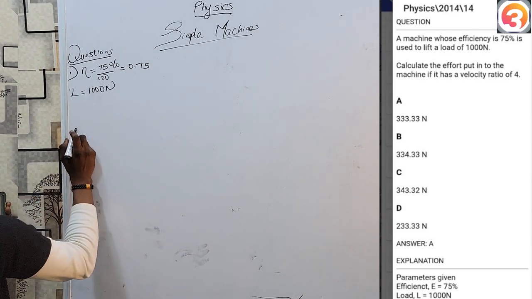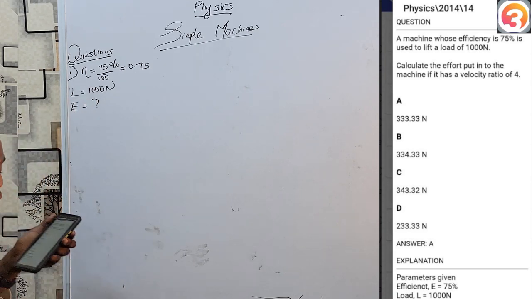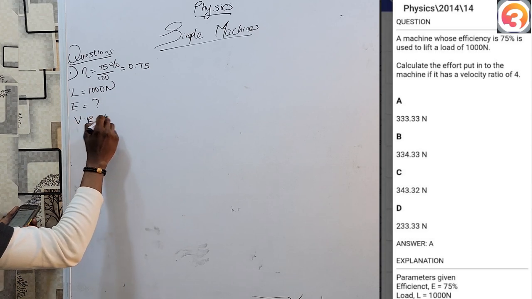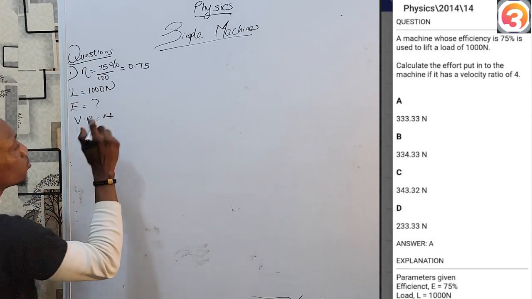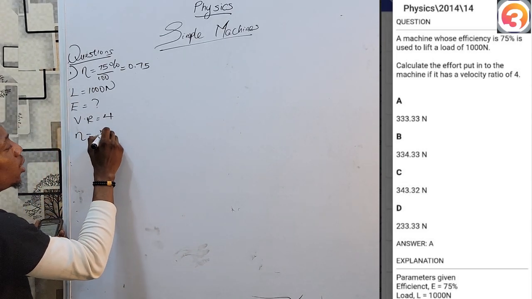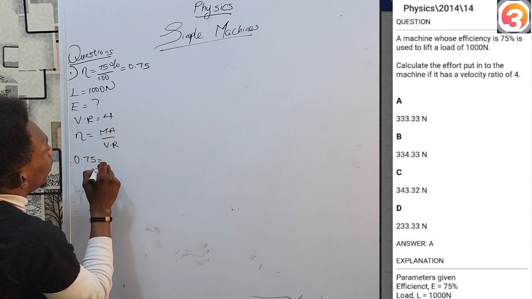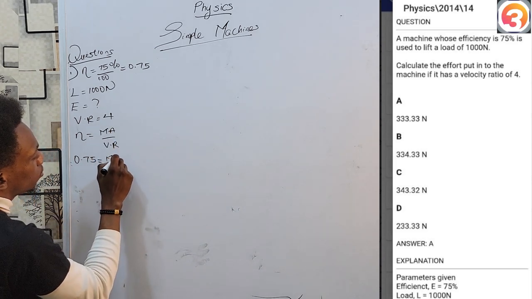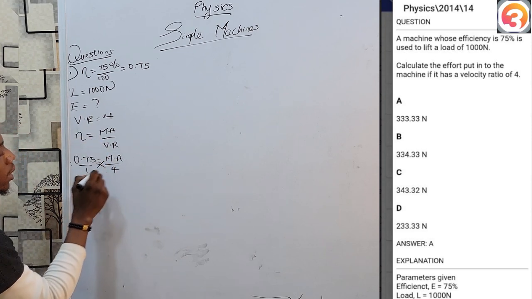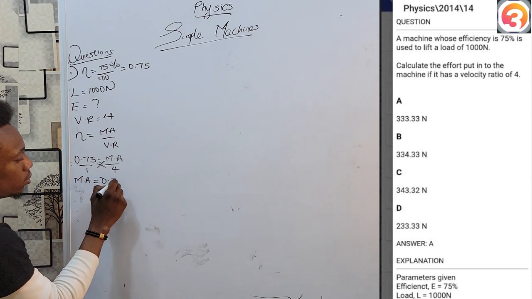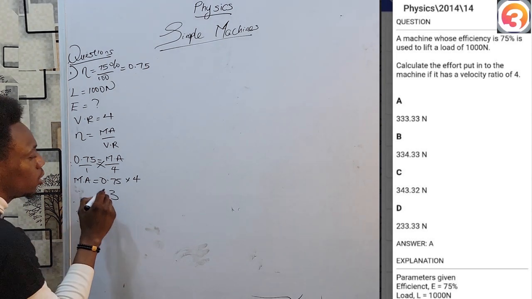The effort being put into this machine, which we want to find, we do not know. It has a velocity ratio of 4, that makes our work quite easy. We don't have to know which type of machine it is because we already know the VR. So we can simply say efficiency is MA over VR. We know that efficiency is 0.75, MA is unknown, and VR is 4. So cross multiply, MA would be 0.75 times 4, and if you press that on your calculator, you ought to get 3.